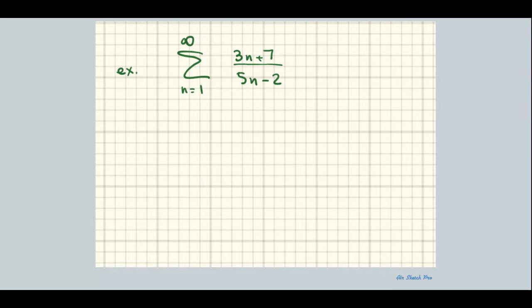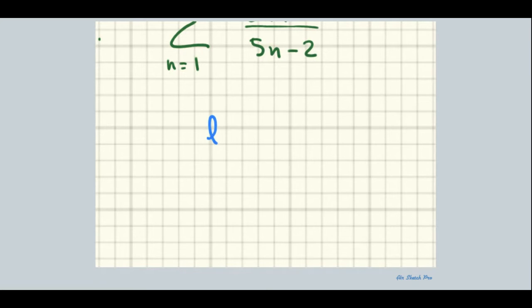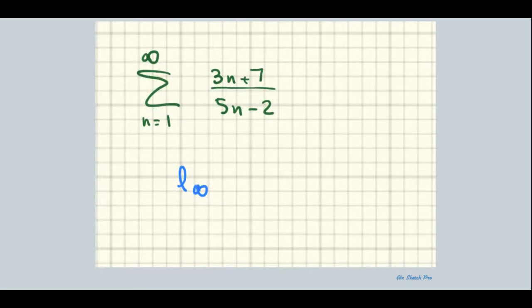On this one, I'm going to check now. The limit as n goes to infinity of 3n plus 7 over 5n minus 2. Okay? I think you can eyeball. What's the limit on this? Anybody? Yeah, that's right. It's going to be 3/5, right?